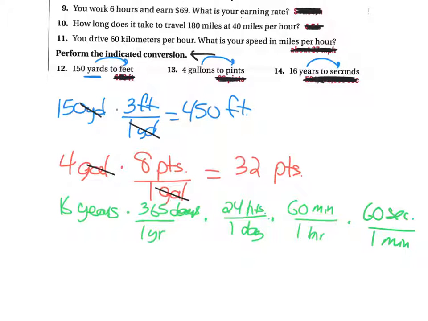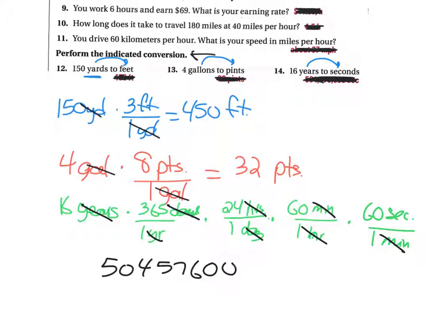Now watch what happens when I do all this. First of all, my year cancels, my days cancel, my hours cancel, my minutes cancel. All that leaves me with the seconds and a whole bunch of numbers to multiply together. So I'm going to multiply on my calculator: 16 times 365 times 24 times 60 times 60. And I get, oh my gosh, 504,576,000. So 504,576,000 seconds in 16 years. That's a lot of seconds.